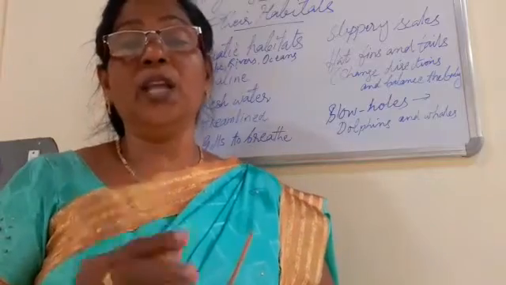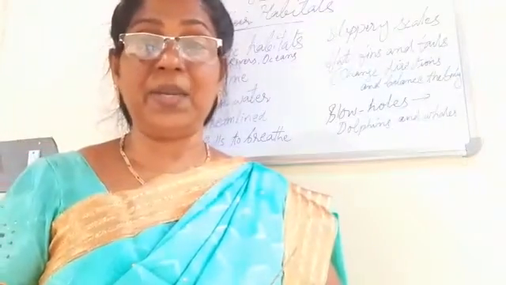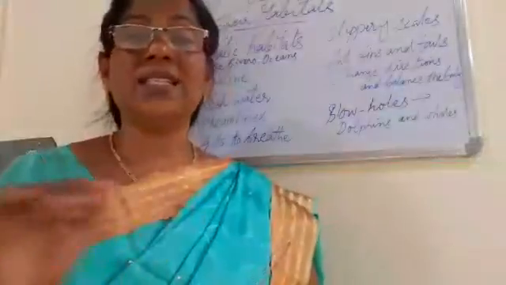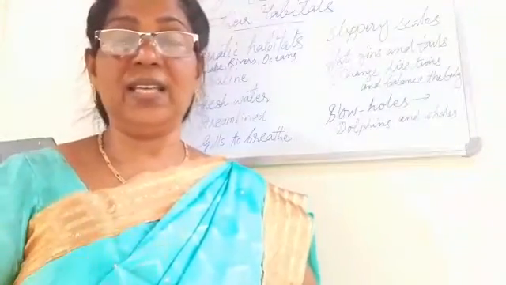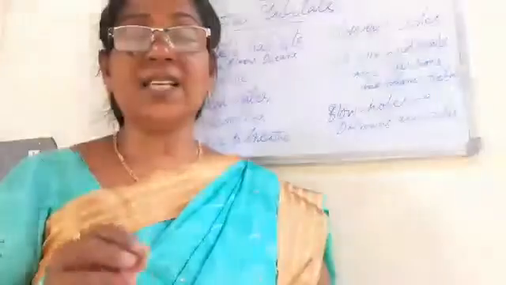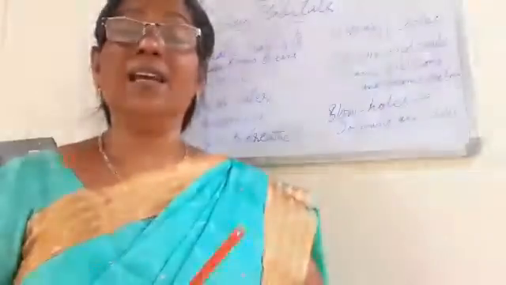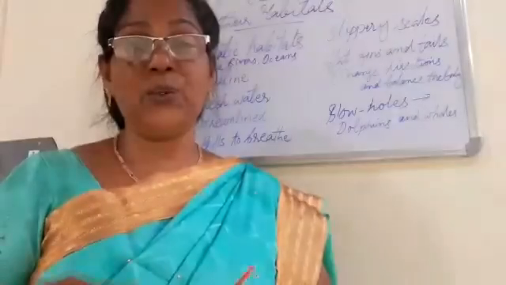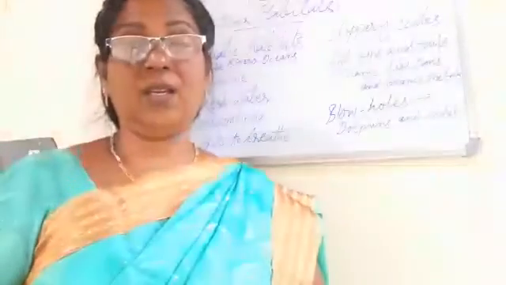Also, the body of the fish is covered with slippery scales. Slippery means that whenever we touch, it can easily move away. So, slippery scales cover the body of the fish in the majority of fishes, which help the fish to easily slide through the water.